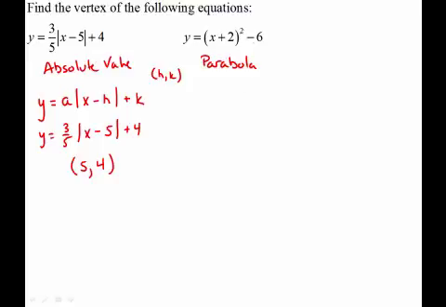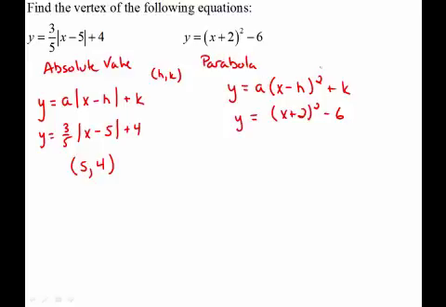The parabola works in about the same way. It's y equals a times x minus h squared plus k, and again the vertex is (h, k), and so when I write this equation, I get y equals x plus 2 squared minus 6. And so a is 1, but again, a really doesn't matter here because all we want is the vertex.